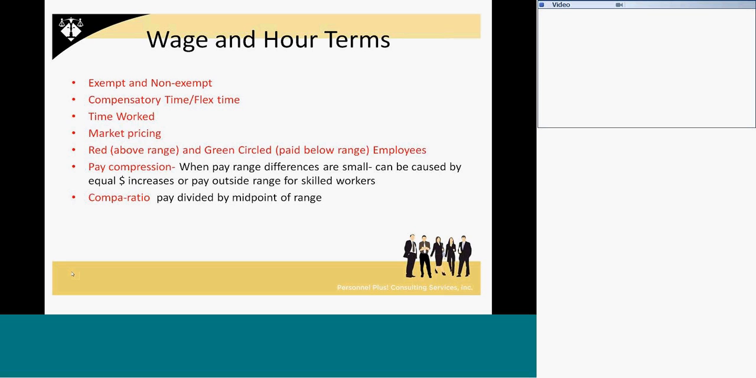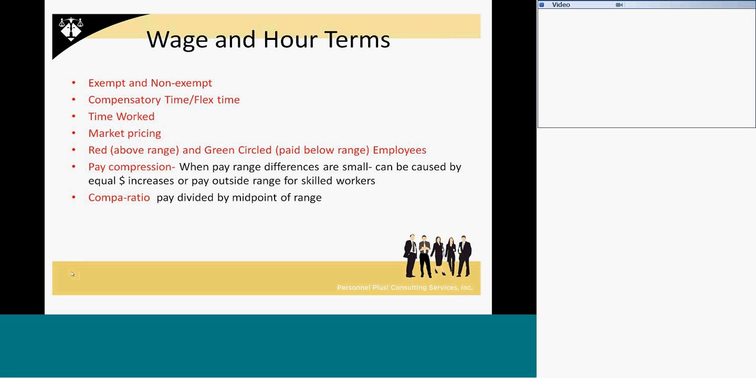The concept of red circled means you have somebody who's currently being paid a rate that's above the going rate for a particular job. It can happen for a variety of reasons. Maybe you hired them because of previous experience and you promised them a rate that's higher than they would have earned had they not had that prior experience. And so you describe those people as red circled. People who are paid below where they should be are described as green circled.